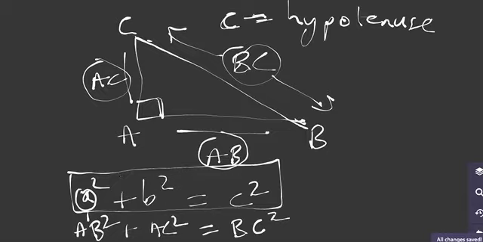And the most important thing is that c squared should always be the longest side. So hopefully that would help a little bit more answer questions with Pythagoras. Now let's take a quick look at the trigonometry questions.